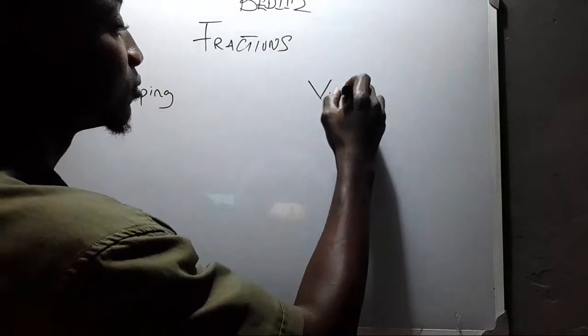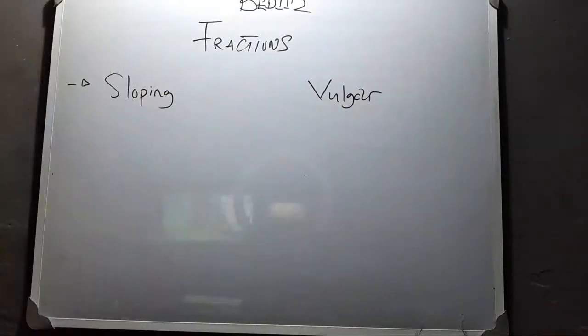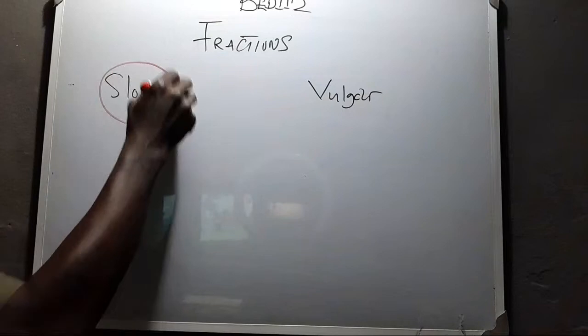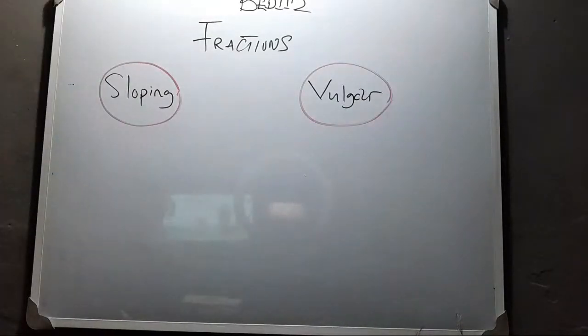Now, using fractions in your document, we have two types: the sloping, and the vulgar. Basically, I think we'll understand this class better when we have our Telegram class, because all these will not be just for the book alone. We also need to learn how these things are done.